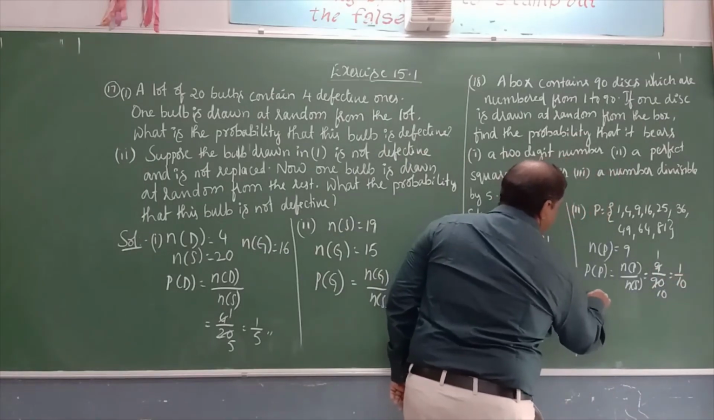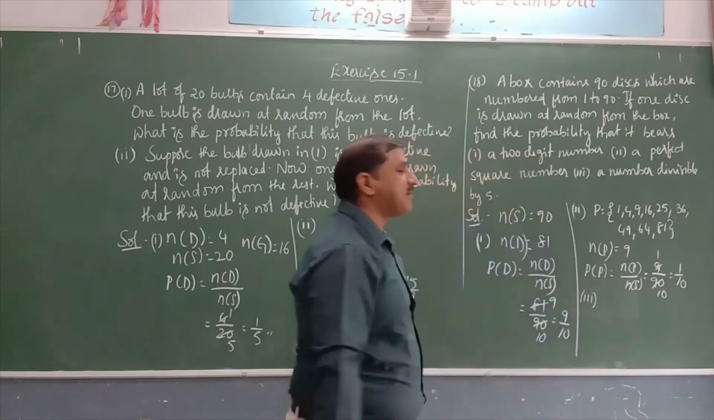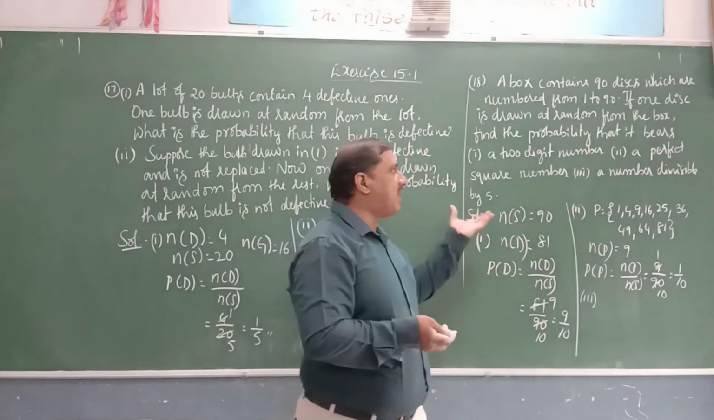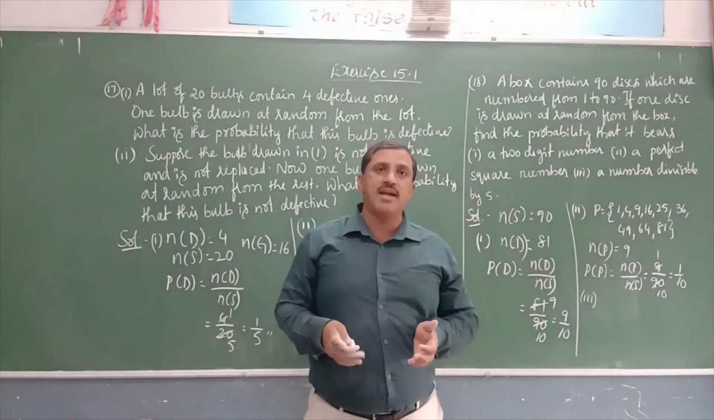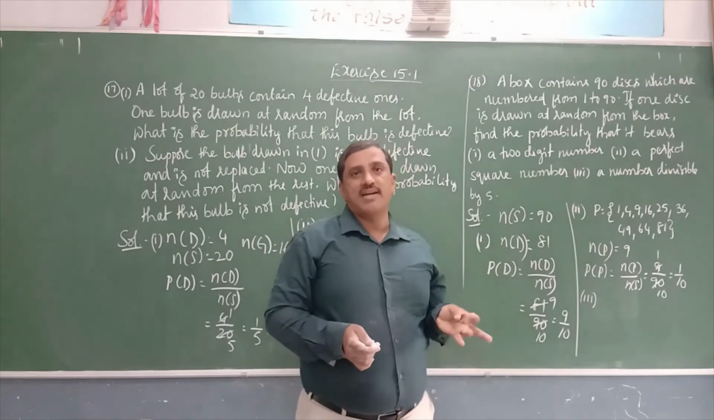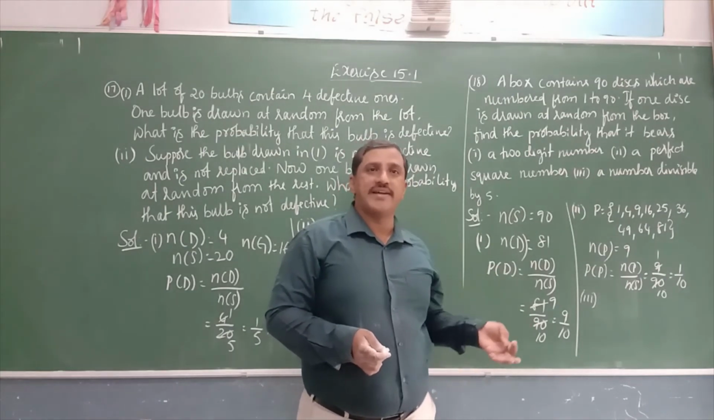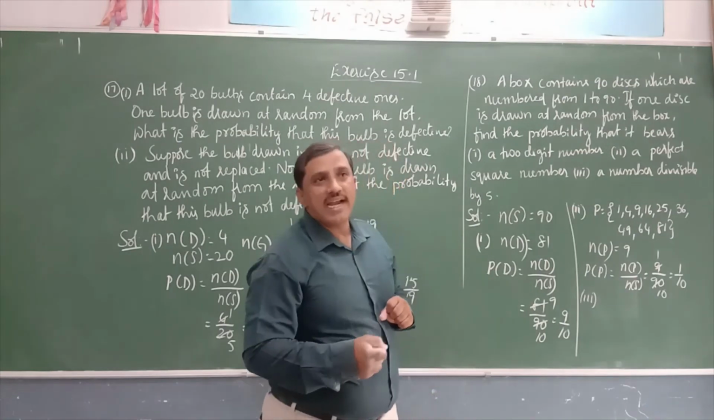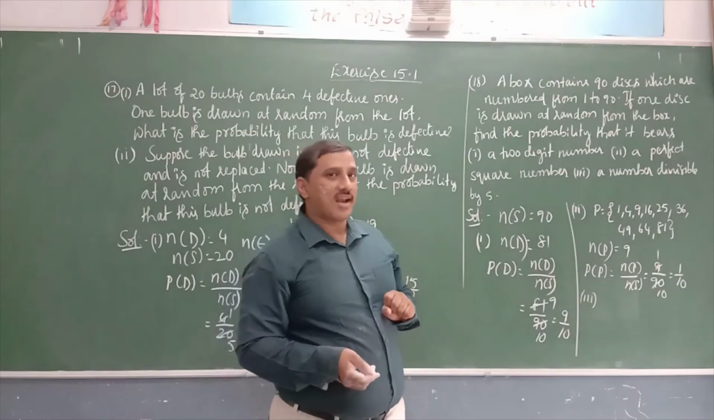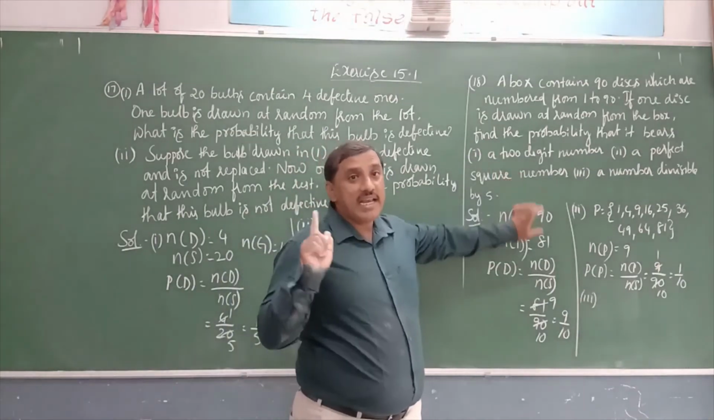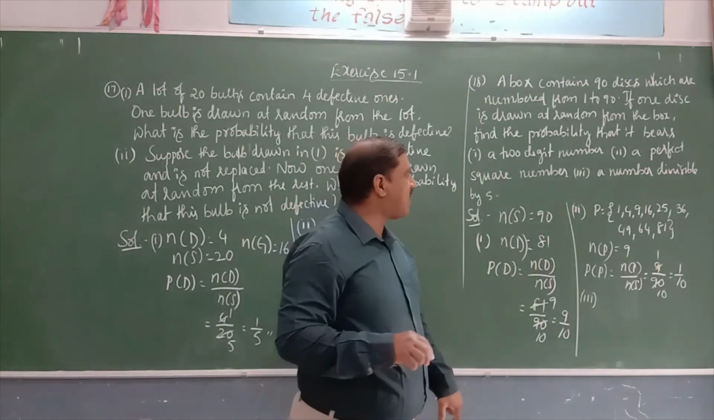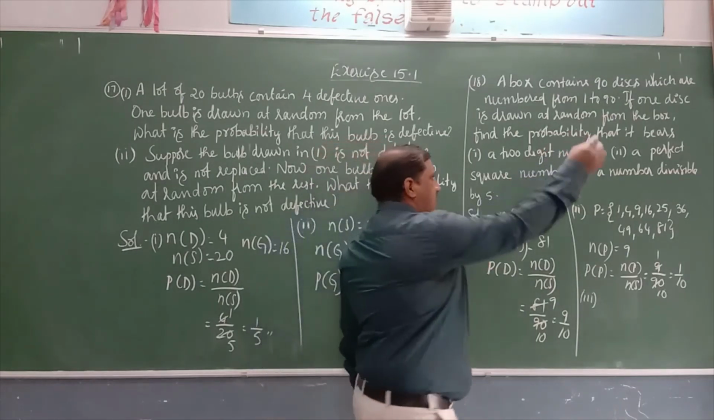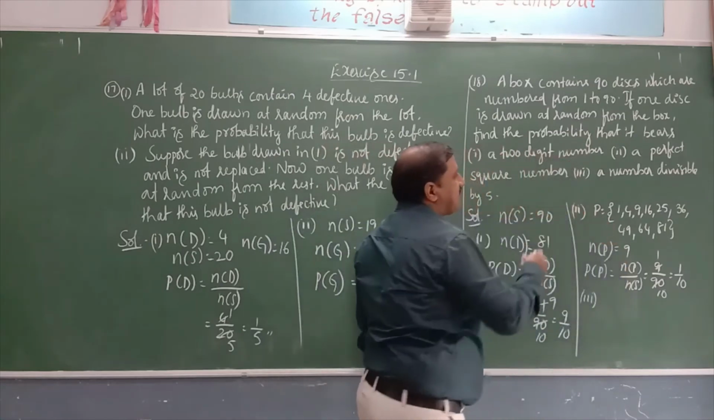Now the third one is a number divisible by 5. From 1 to 90, numbers divisible by 5 are nothing but multiples of 5, like 5, 10, 15, 20, 25, 30, 35, 40, 45 and so on till 90. How many do we get? 18 fives are 90. Therefore, there are 18 numbers which are divisible by 5.